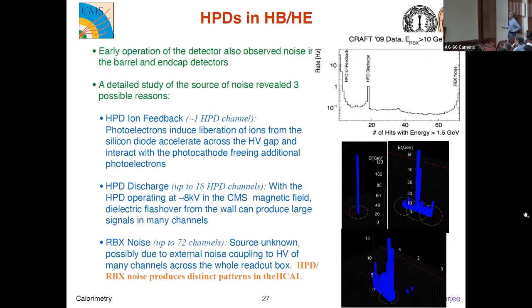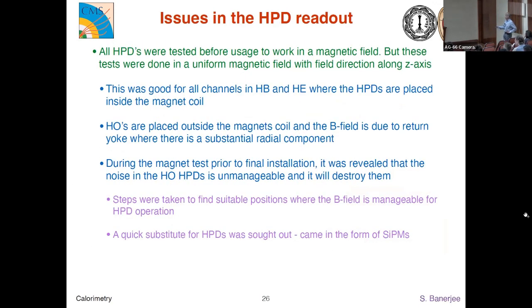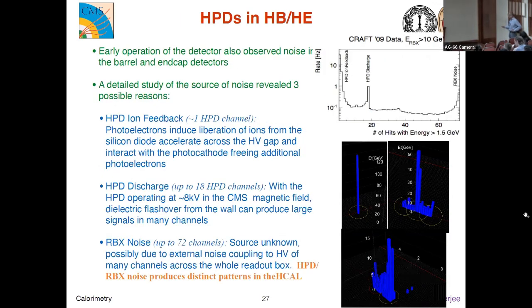So obviously, whenever we saw this, we tried to find a place where the field is tolerable and we can place them. So that was taken as a first step because we had no other alternative at that time, but soon we tried to see if we could replace HPDs with something else. That's why, in the very early days, we introduced silicon photomultipliers in HO. In fact, HO was a testing ground of silicon photomultipliers in HCAL. Not only in HCAL, I think all over the world.